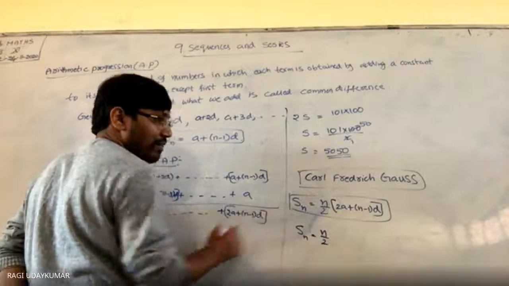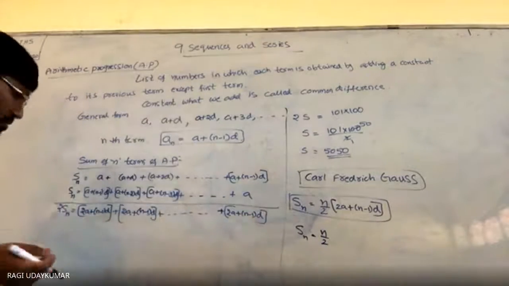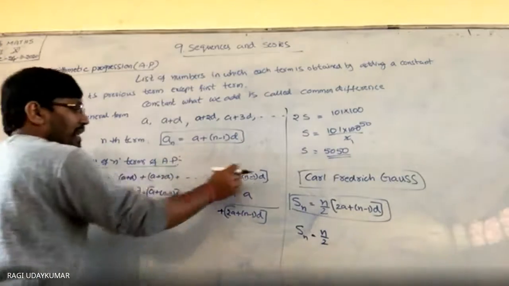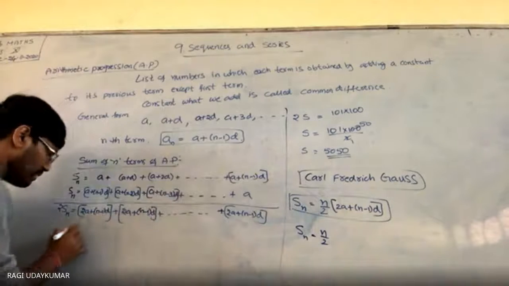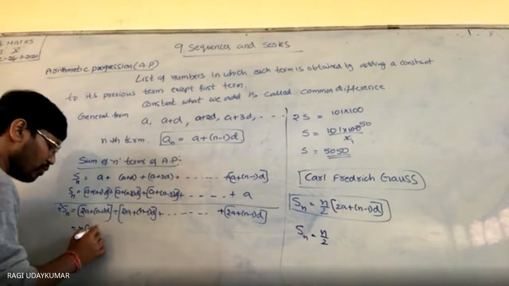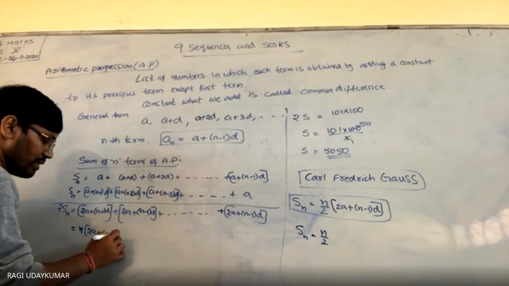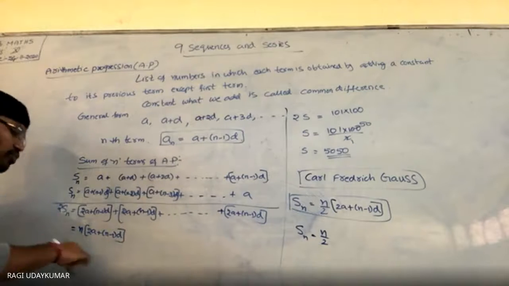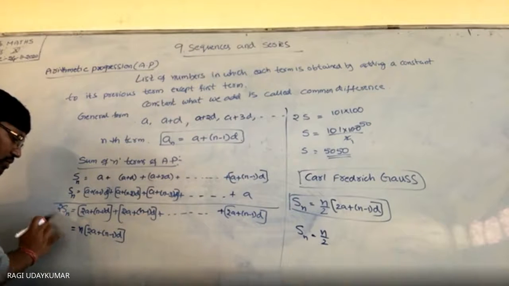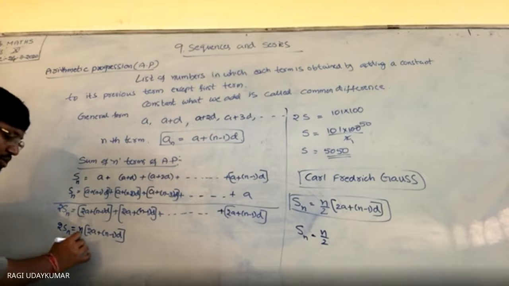So this is how many times? n times. 1 time, 2 times, like that up to the nth term, n times. So that's why n should be multiplied by 2a plus n minus 1 into d. Bring the 2 to this side. Therefore, this is 2Sn. So Sn is equal to n by 2 of 2a plus n minus 1 into d.